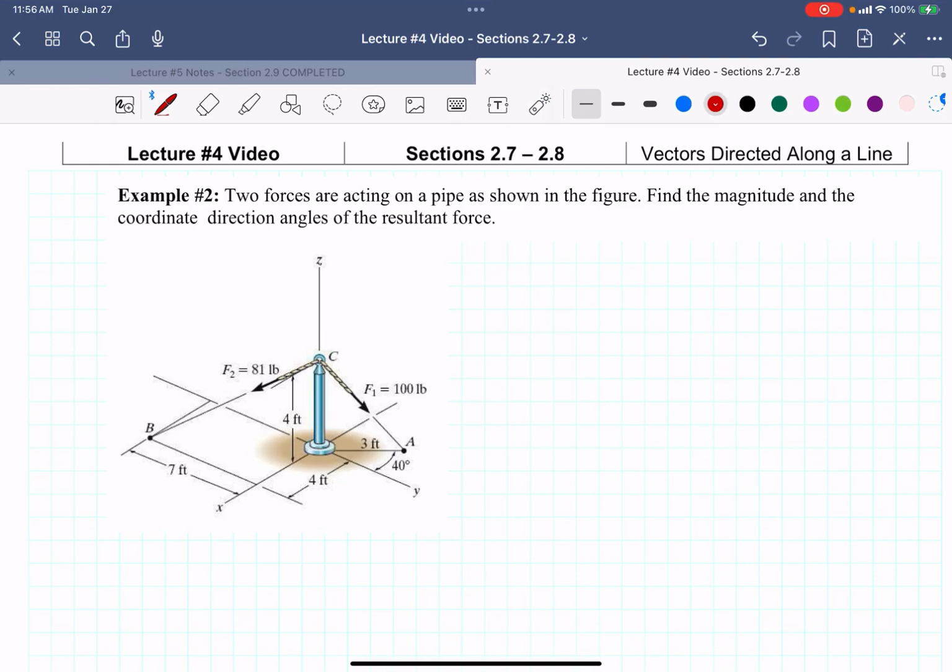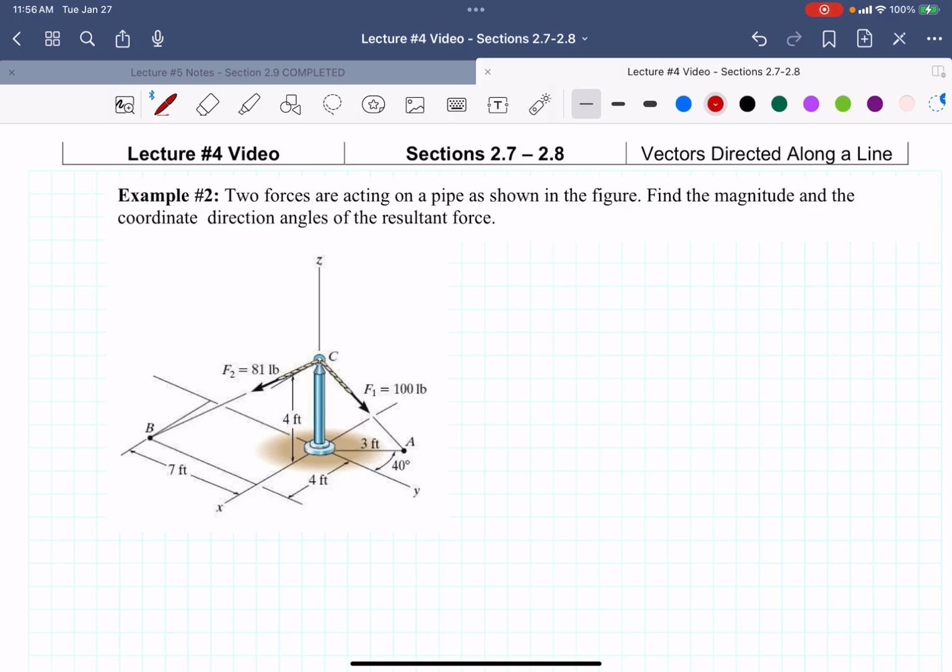This is example number 2 in lecture number 4. So this time we have two forces acting on this pole, on this pipe, and it wants us to find the magnitude and direction angles of the resultant force. So first we're going to have to analyze each force separately.